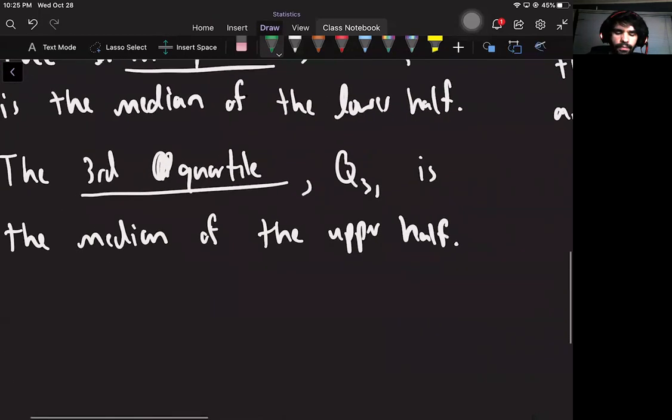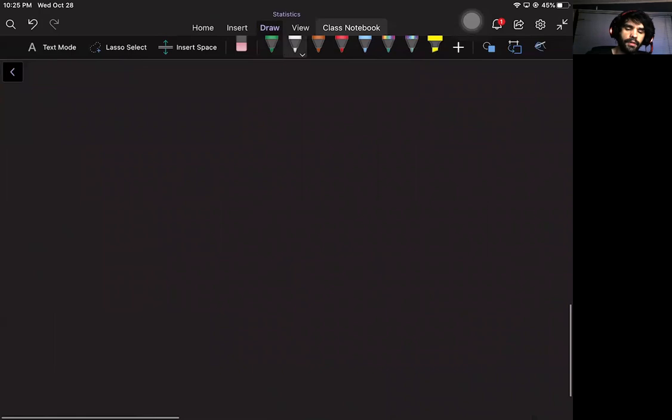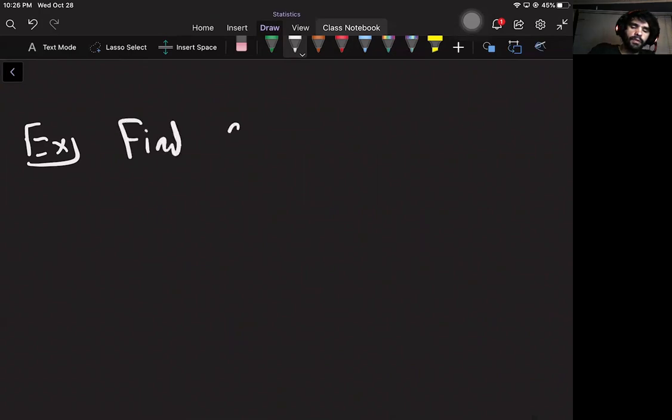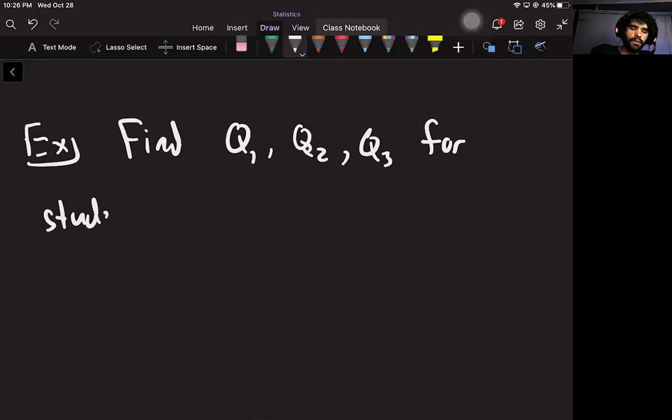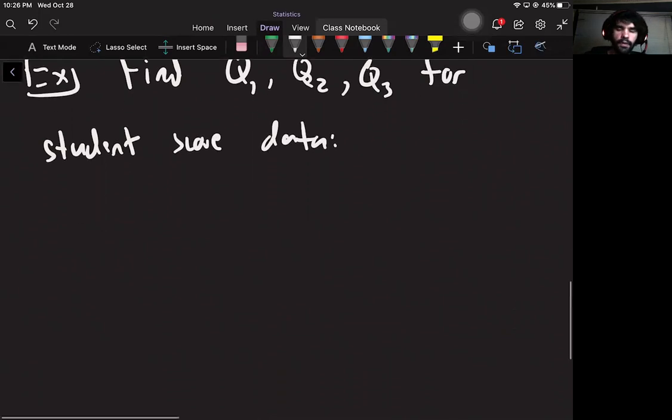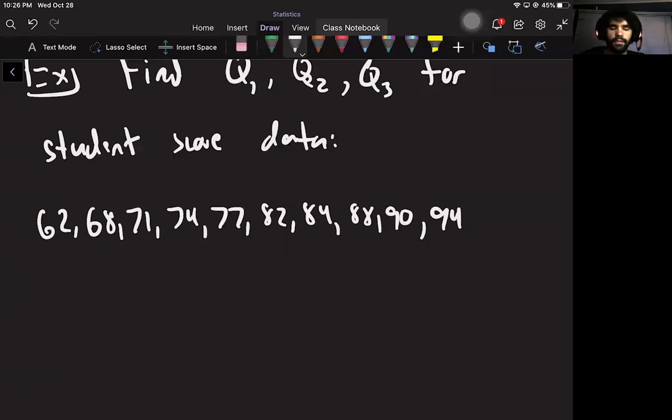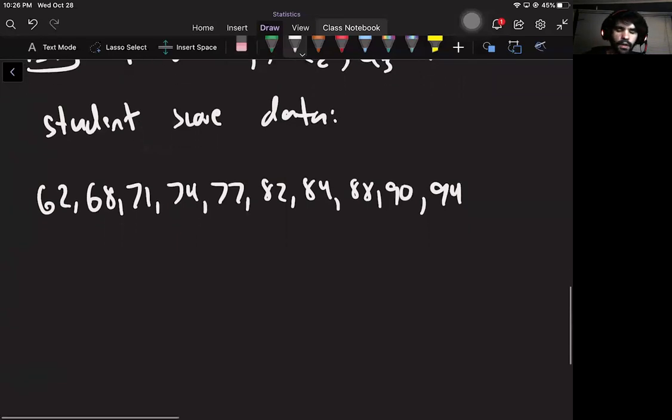So let's do an example, a familiar example with the student score data that I've used a couple times already. So find Q1, Q2, Q3 for this student score data. So it's a bunch of data points that are just corresponding to scores that people got. Let me make them magically appear so you don't have to watch. Okay, so here's the student score data.